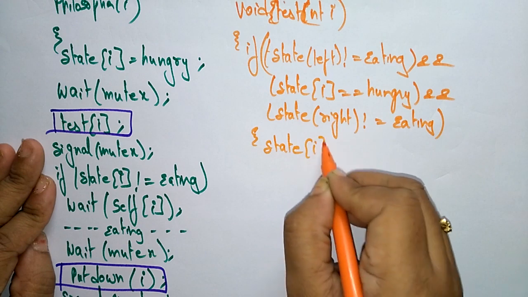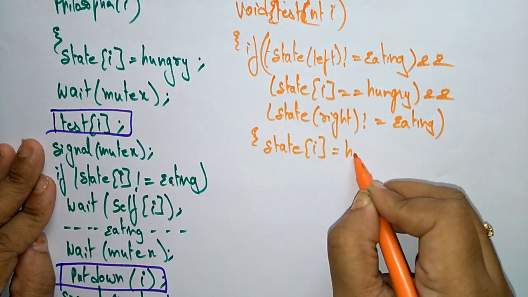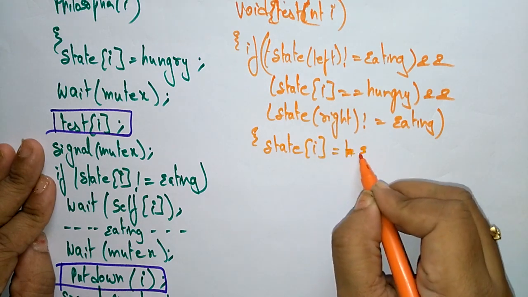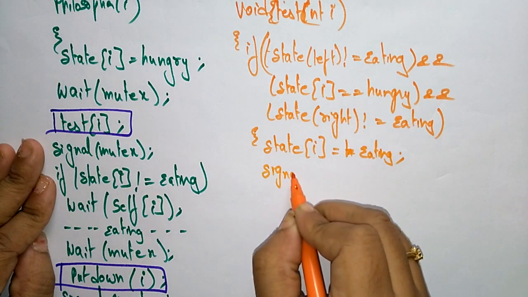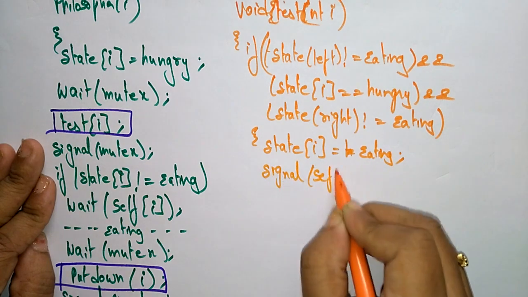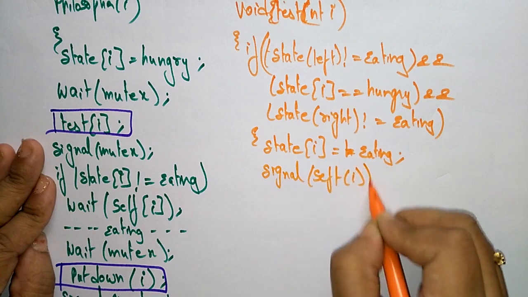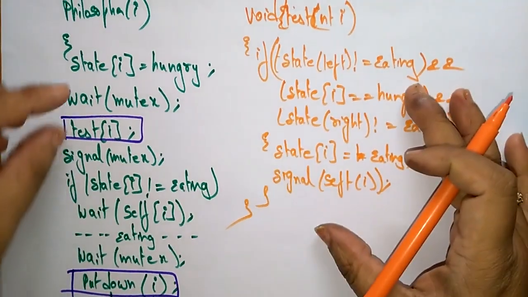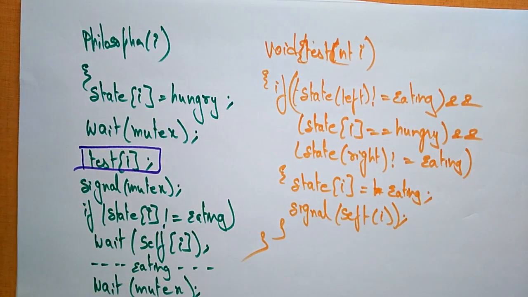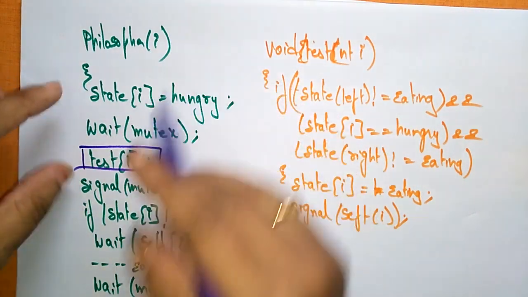State[i], that is state 0, is eating. After eating, he has to signal. He has to increment the self to the next self, 1. This is void test. Now I will explain this up to here.